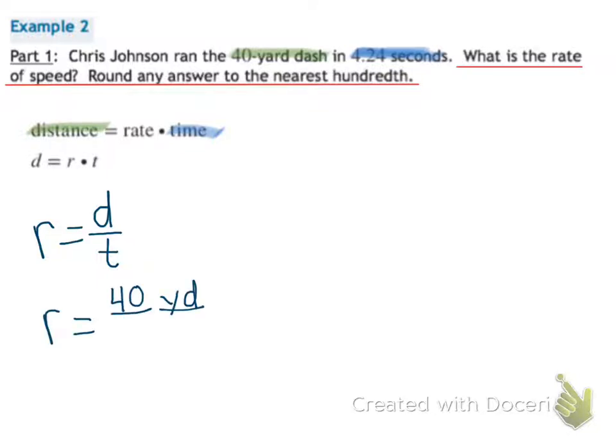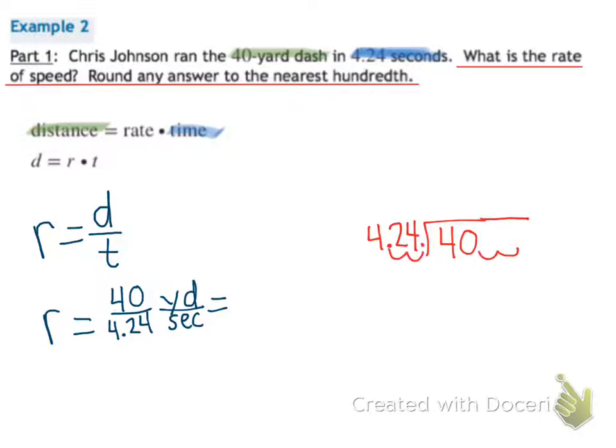So all I'm doing, where is this distance? I'm putting 40 yards. And time, 4.24 seconds. Again, that information I got directly from the problem. And in order for me to find out the rate, I need to divide 40 by 4.24. And take into account that I need to round to the nearest hundredths.